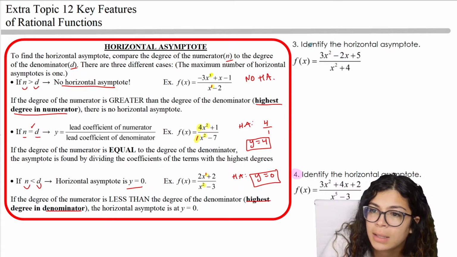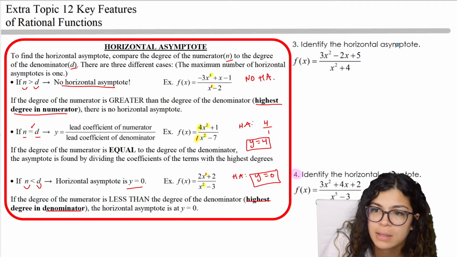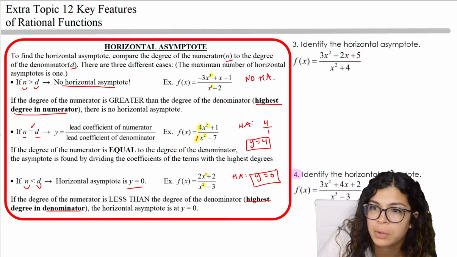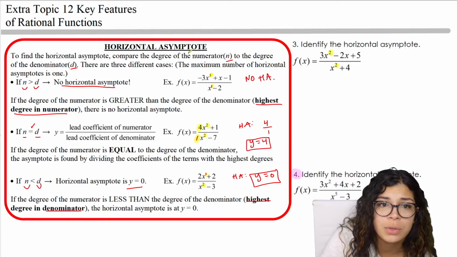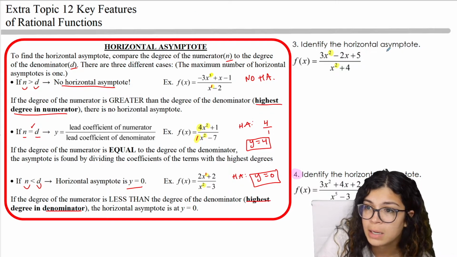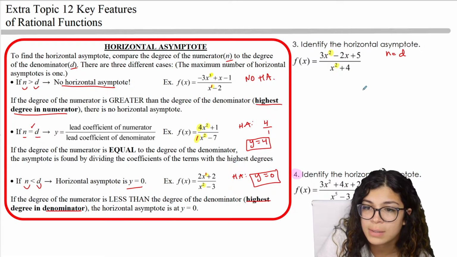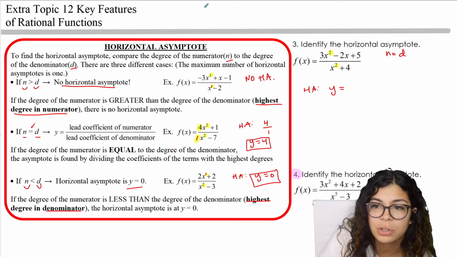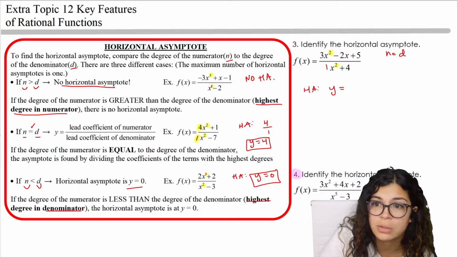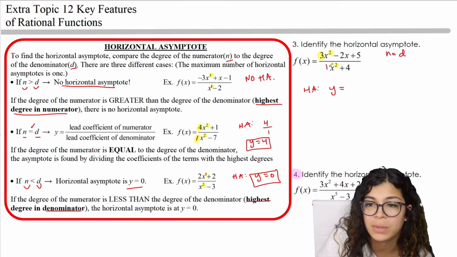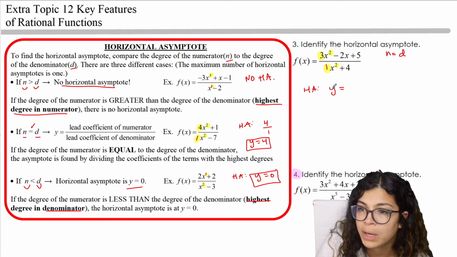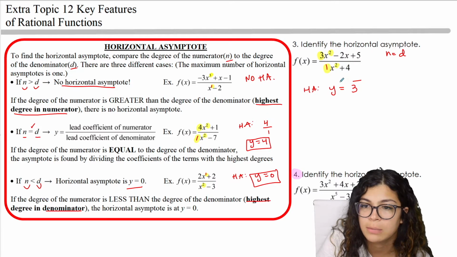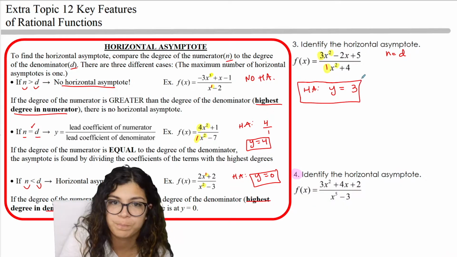So let's do some examples. So identify the horizontal asymptote here. Okay, well, let's look at the degree of the numerator. It's 2. The degree of the denominator is 2. So the degrees are equal. N equals D. So the horizontal asymptote will be the line y equals the coefficient of the numerator, which is 3, divided by the coefficient of the denominator, which is 1. So the horizontal asymptote will be y equals 3 over 1, which is 3. So this is our horizontal asymptote.